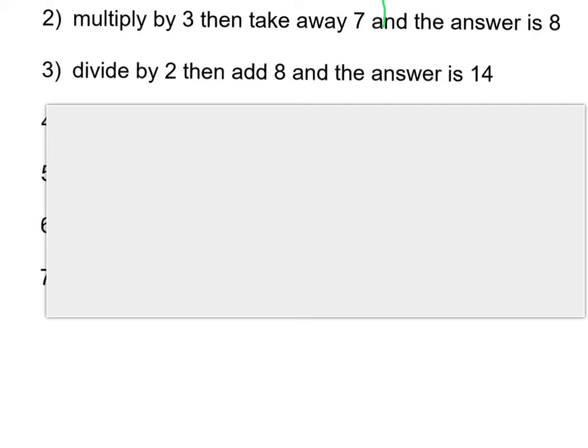Okay, so let's do number 3. Number 3 said I'm going to think of a number. I'll call it x again. I'm going to divide it by 2. And again, in algebra, we don't usually use the division symbol. We use a fraction bar. Divided by 2. And then add 8. And the answer is 14.